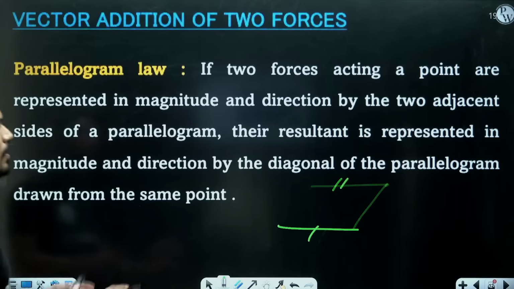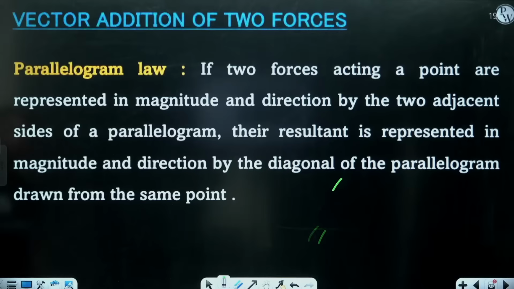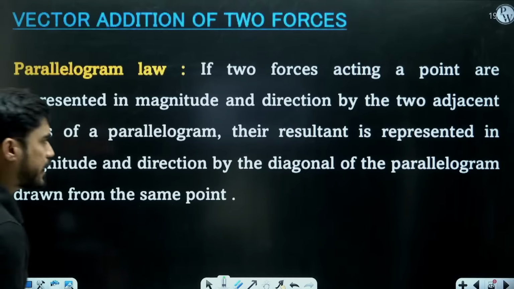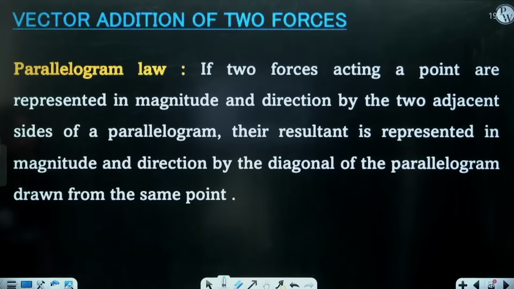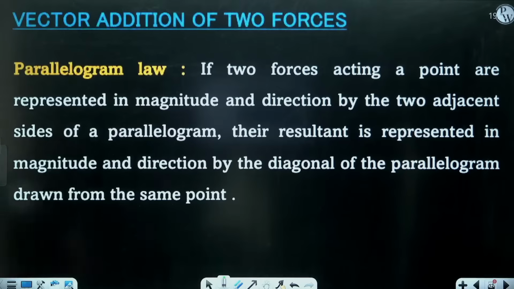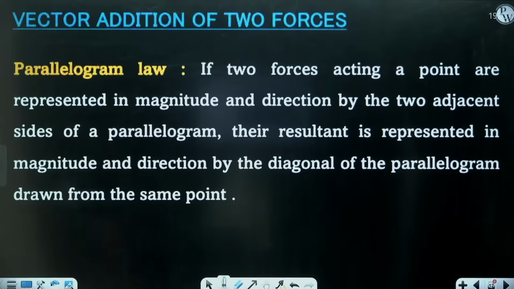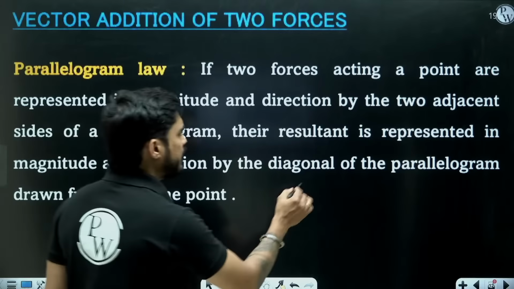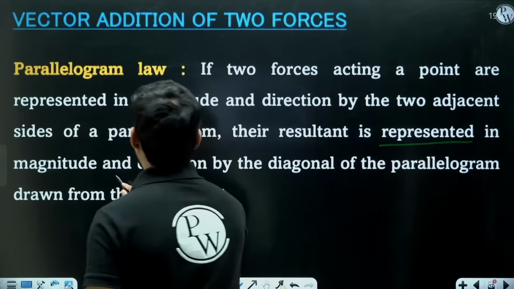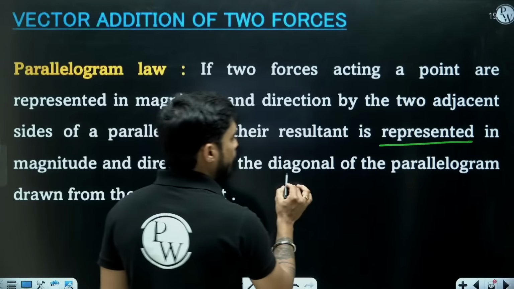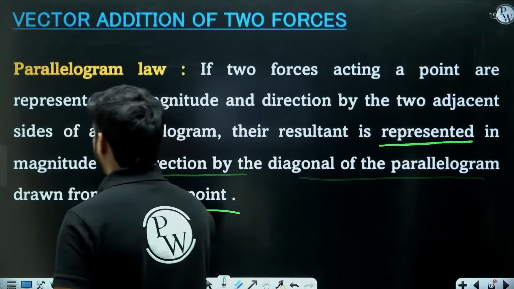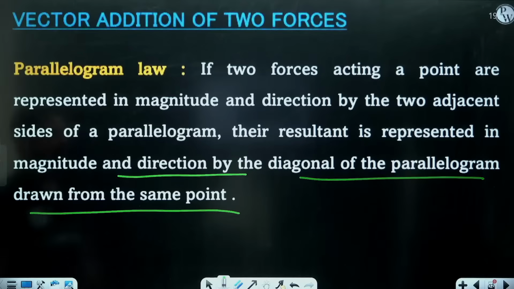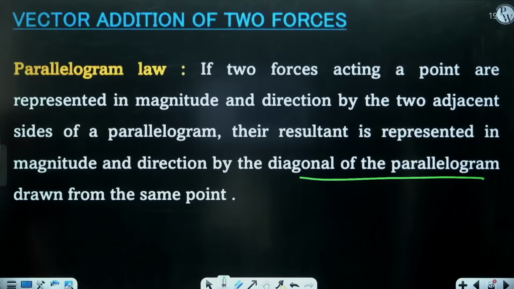Now understand parallelogram law. If two forces acting at a point are represented in magnitude and direction by two adjacent sides of a parallelogram, their resultant is represented in magnitude and direction by the diagonal of the parallelogram drawn from the same point.